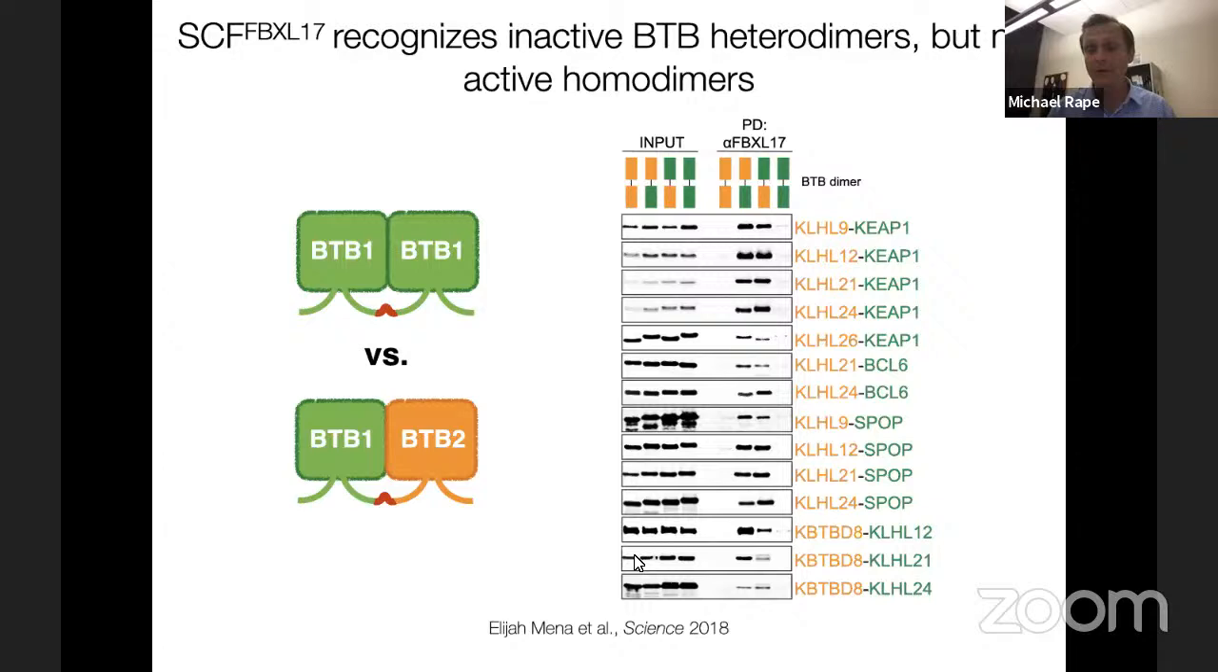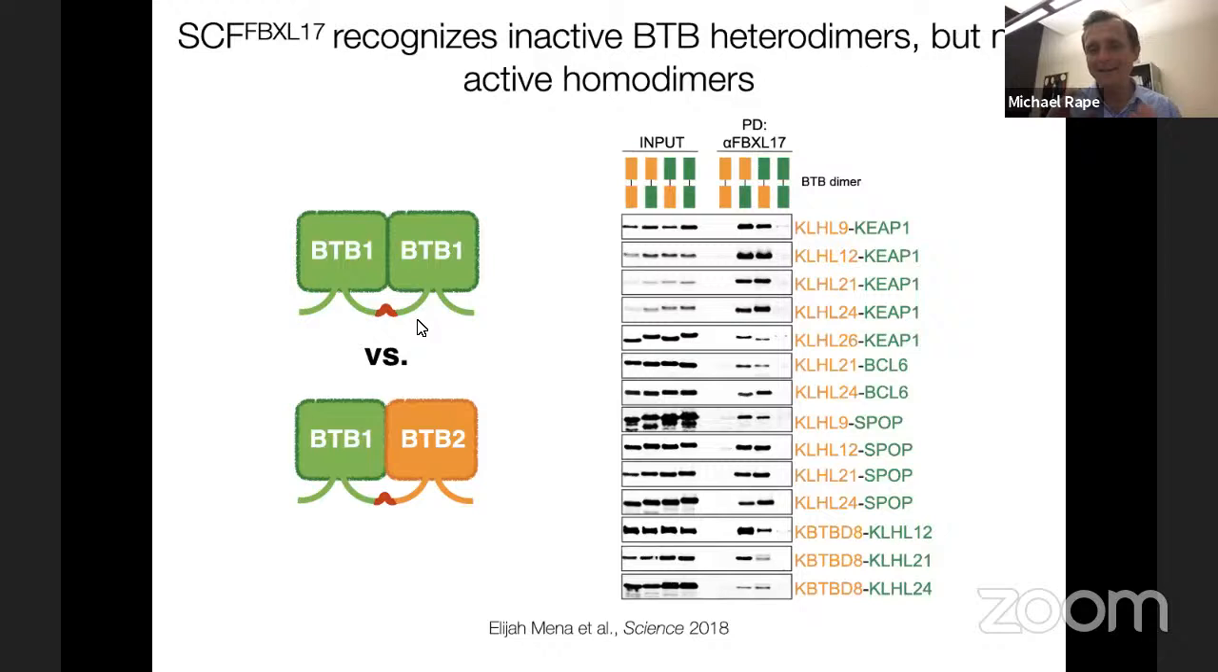This was the first example of an enzyme that can distinguish complexes solely based on composition. And it didn't really matter what the BTB domain was that we used. He tested 80 combinations at the end of the day, thanks to reviewer number 3. This principle held up in all of these cases.